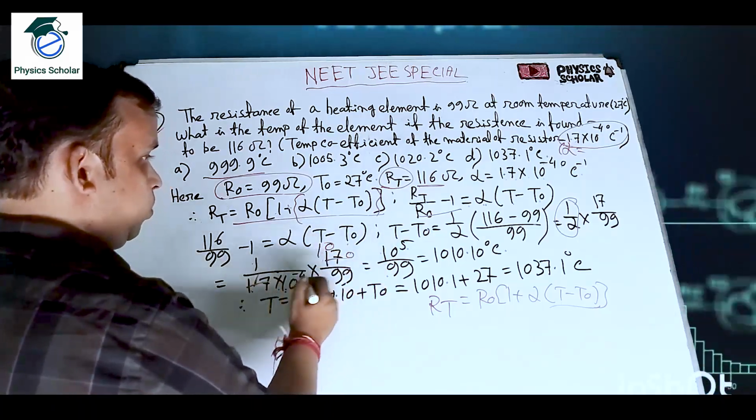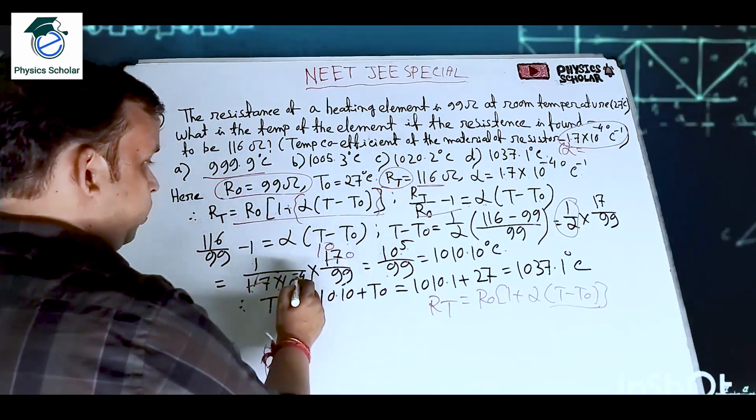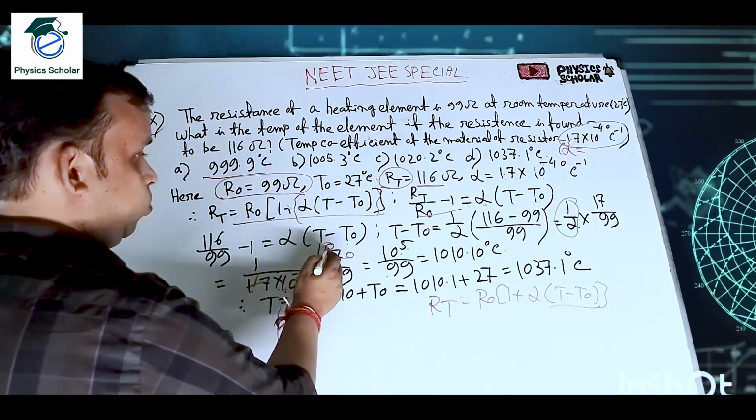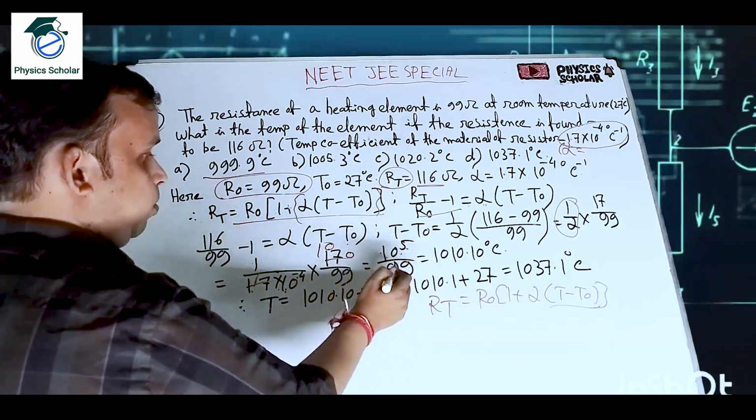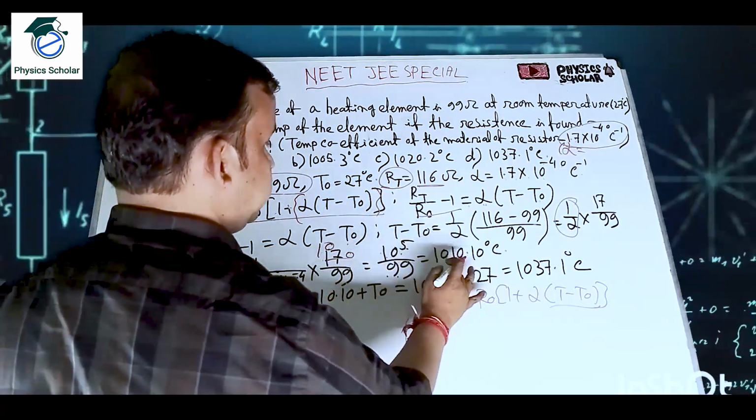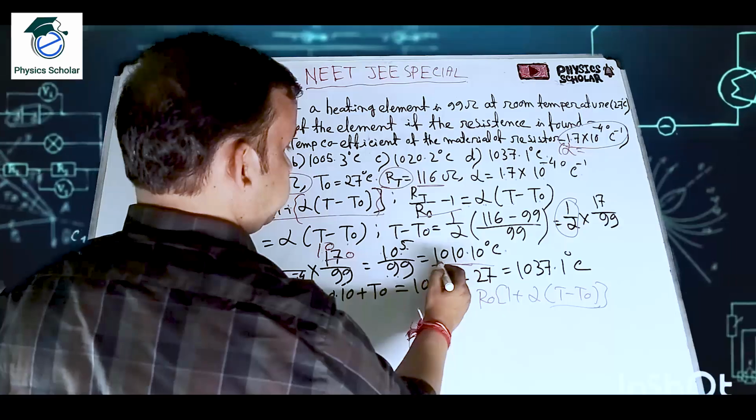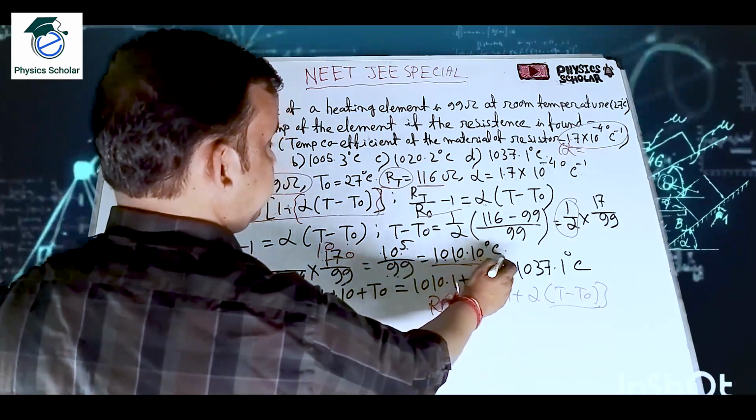10 by 10 to the power minus 4, that means 10 to the power 5. Minus 4 means it will be plus 4, and 1 means what? 5. So 10 to the power 5 divided by 99. So if we do this, then it will come to 1010.10 degree centigrade.